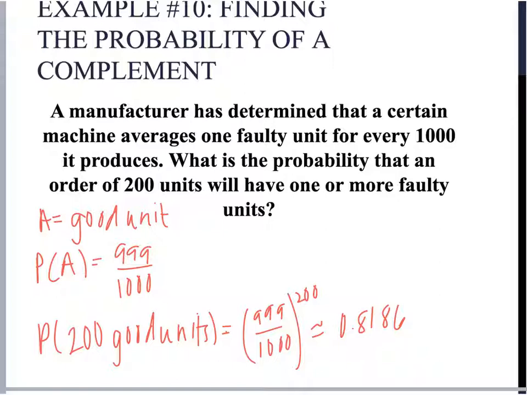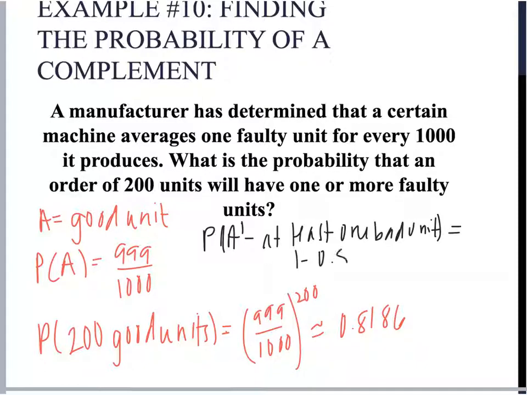So I'm going to write up here, the probability of a complement, which is at least one faulty unit. So I'm just going to say one bad unit, would be 1 minus 0.8186, which is about 0.1814. So if we think about percentages, you have about an 18% chance of getting a faulty unit.